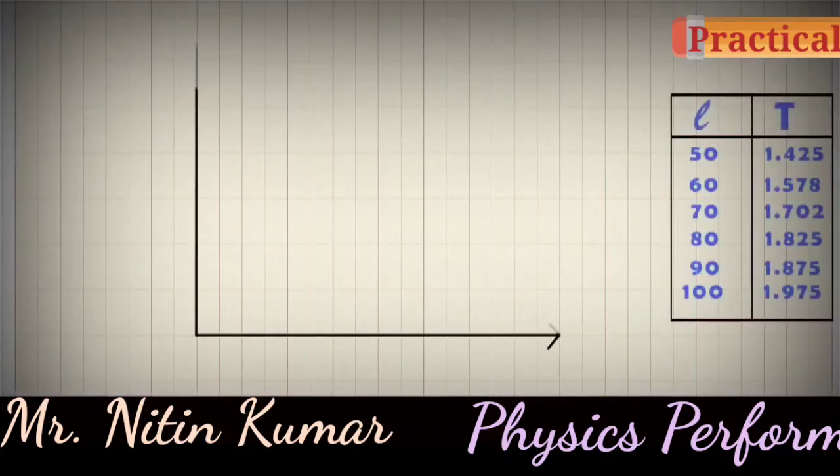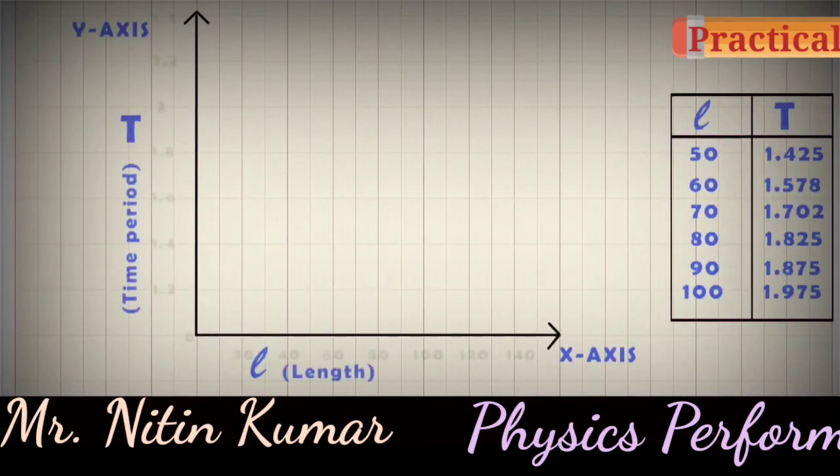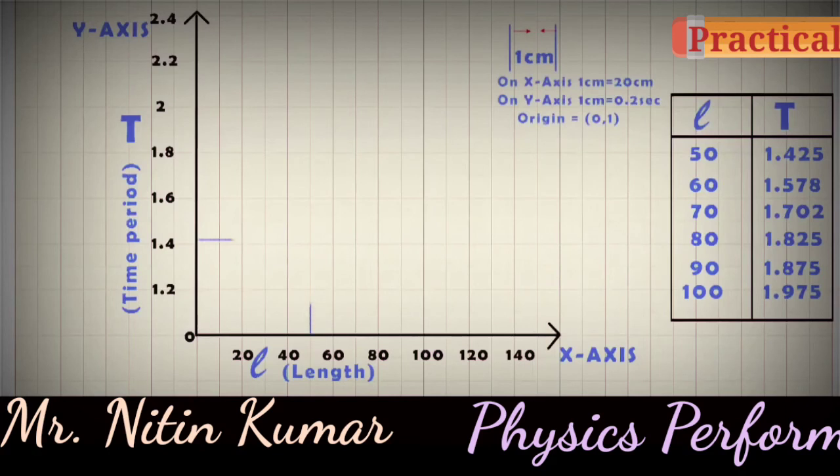Now, we plot a graph of L versus T by considering L on the x-axis and T on the y-axis. The graph comes out to be a parabola passing through the origin.